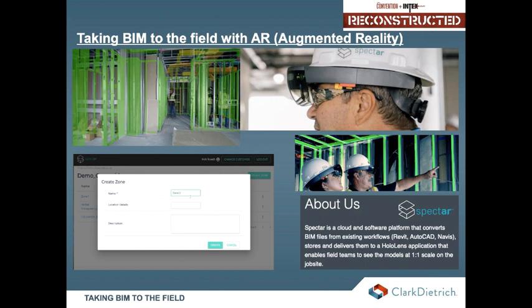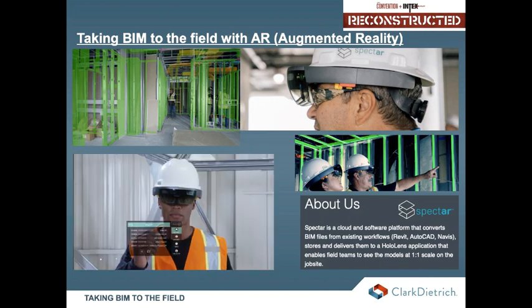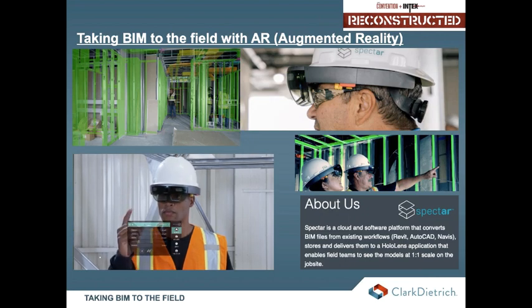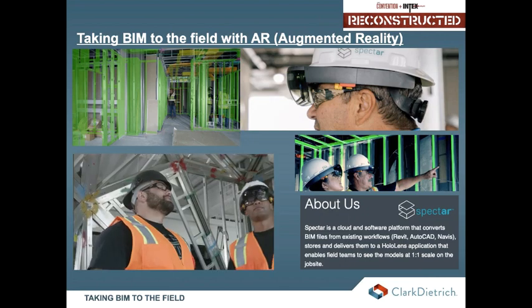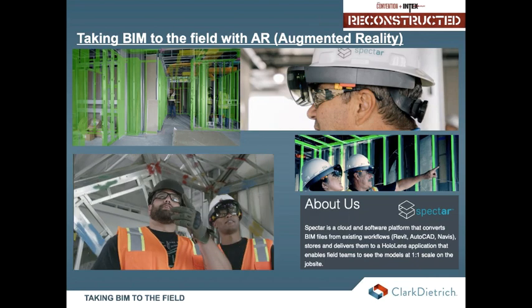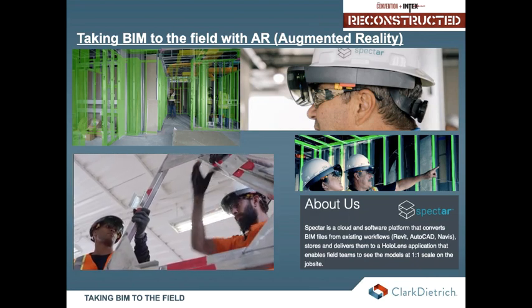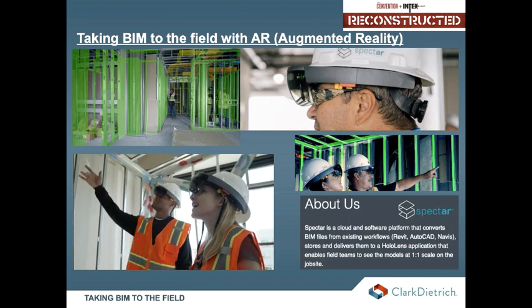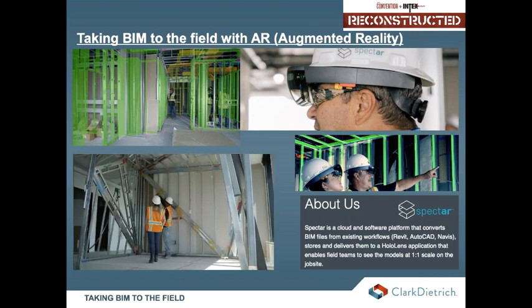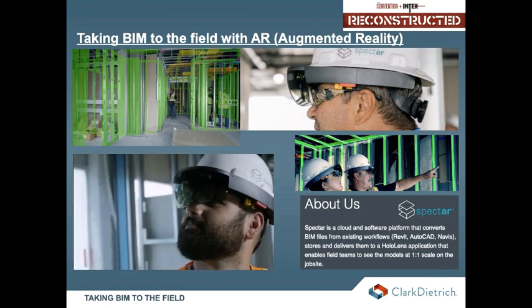Download to the Spectar HoloLens app. Select the project, floor, zone, and trade. Seeing BIM in the field empowers teams to build faster. In layout, teams can detect issues ahead of time by collaborating across the trades and solving problems before they happen.